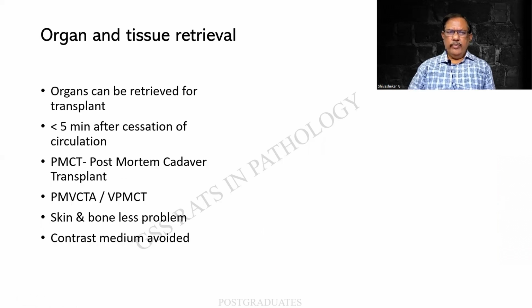And what is the use of it? So the organs can be retrieved for transplantation. So this has to be done rather repeatedly or immediately. So immediately after death, you find that the retrieval of the organs cannot be done without the CT or the MRI. This is an important point which I had not thought of. So you find that it has to be done within 5 minutes.